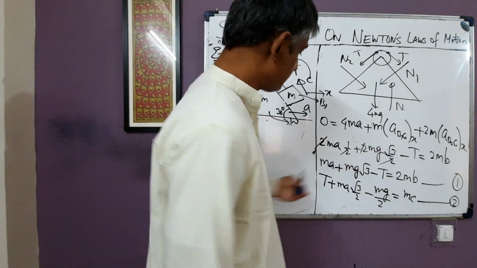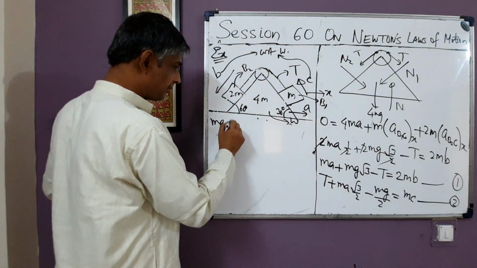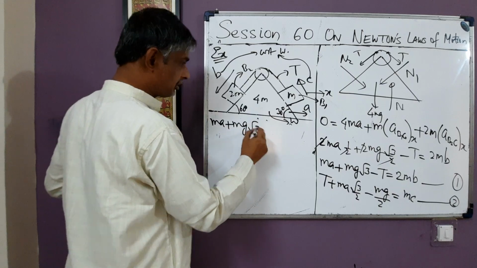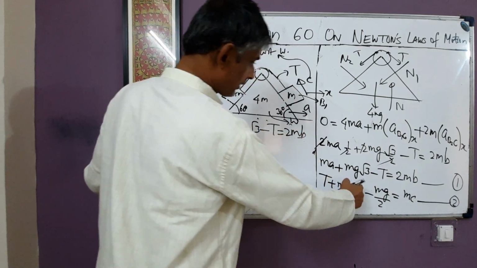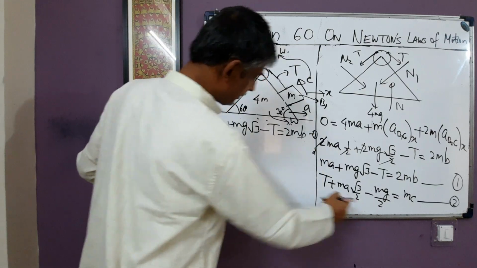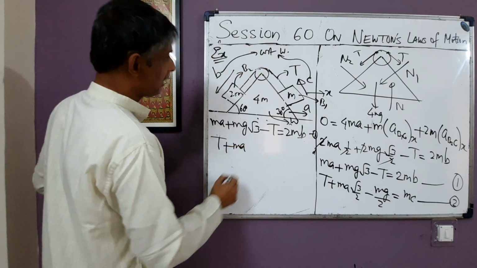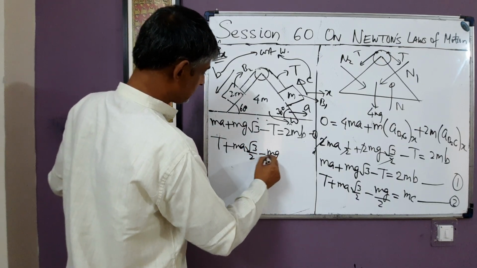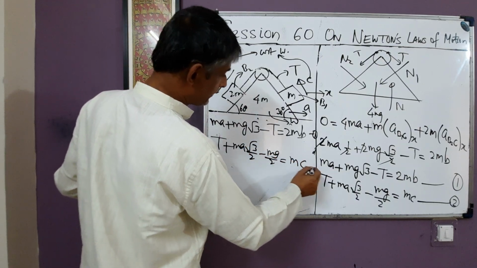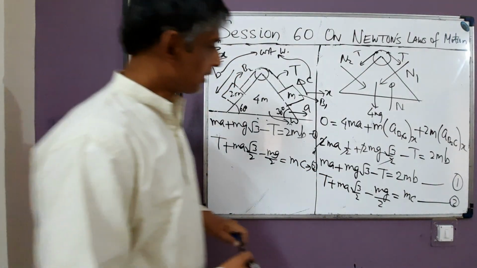These two equations, I'll write here so that I get more space to write there. Ma plus mg root 3 minus T is equal to 2mb. This is the first equation. And the second equation is this: T plus ma root 3 by 2 minus mg by 2 is equal to mc. This is the second equation. Alright, now I have these two equations here.